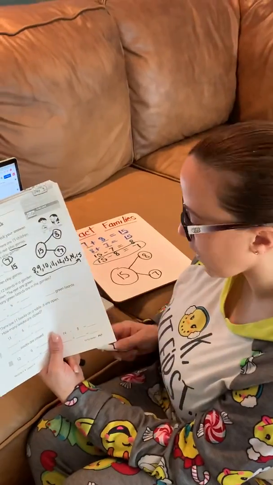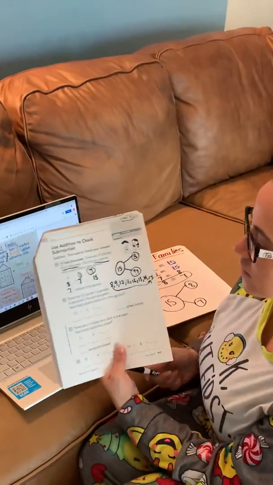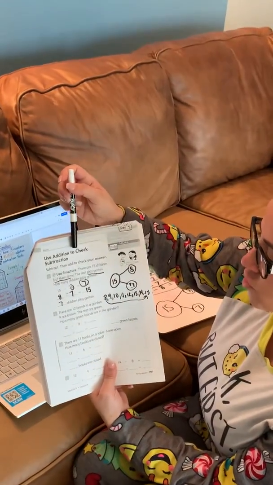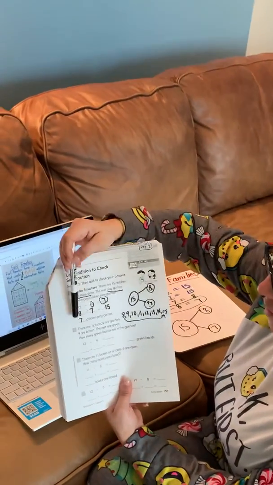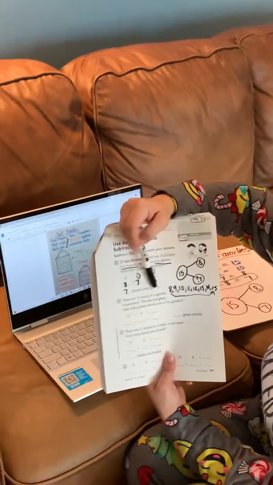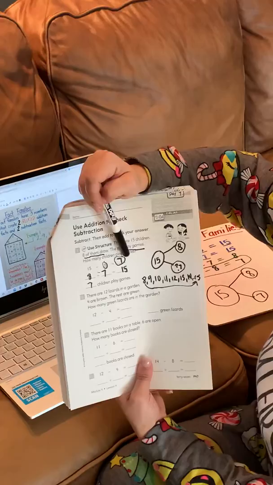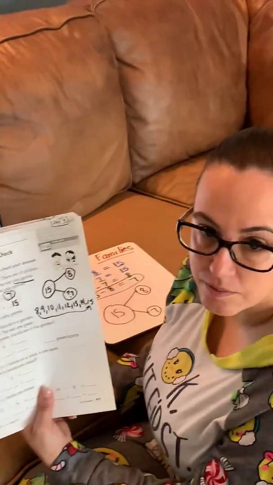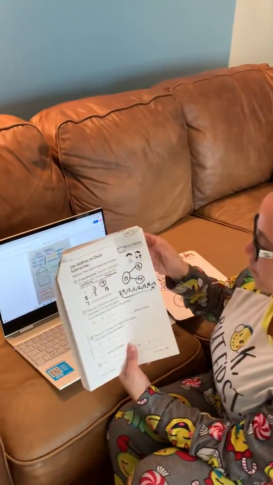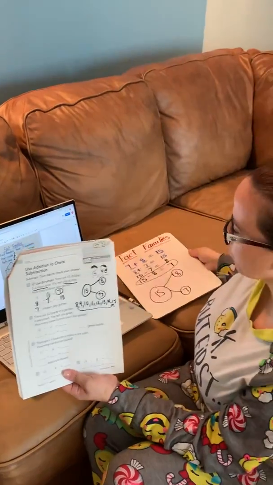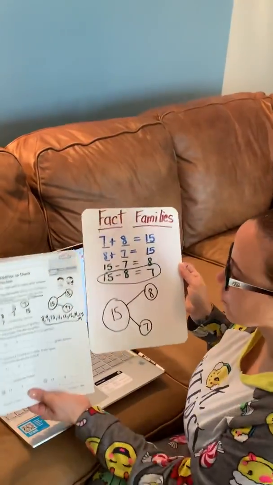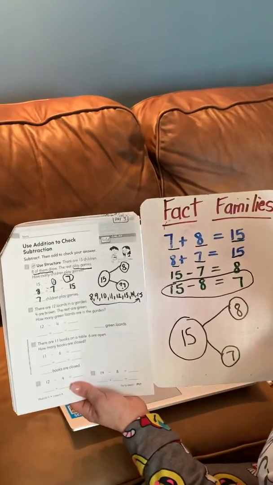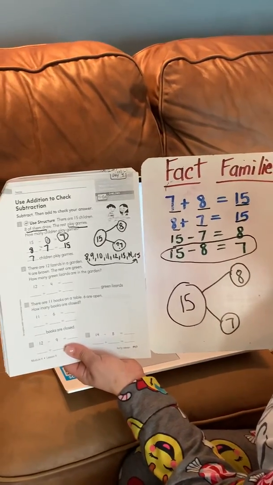Okay, boys and girls? So like we said at the beginning of our lesson, I can use addition to check my subtraction. So here it is. I used my addition related fact to help me check my subtraction fact. Okay, boys and girls? So I'm going to show you one more time before you get back to doing your work. You can use these fact families to help you with solving addition to check subtraction.